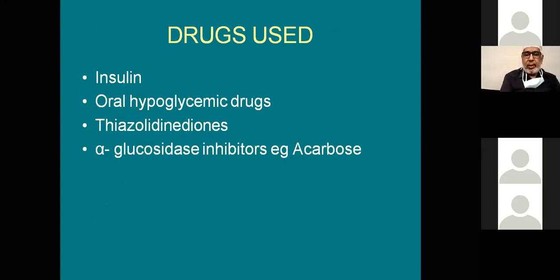Different types of drugs are used. Oral hypoglycemic drugs, alpha-glucosidase inhibitors. There is a different group of drugs that we use for the management of diabetes.